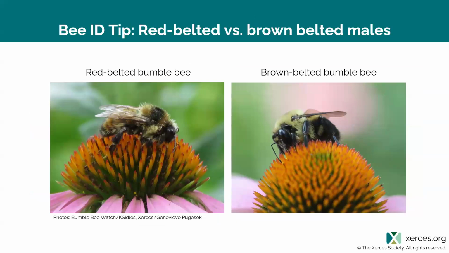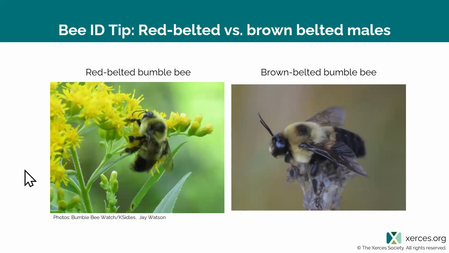For the males, once again, you want to be making sure that you are looking out for reddish hairs on the abdomen. So if you're seeing red hairs on the abdomen of the bee, that's a great cue that you could be looking at a red-belted bumblebee. There are other bumblebee species that have red hairs on their abdomen, but just as sort of a first cut.